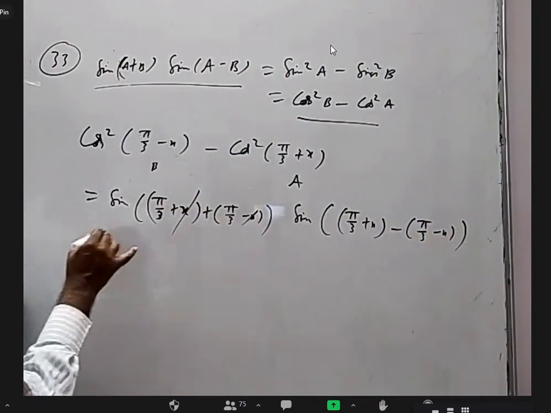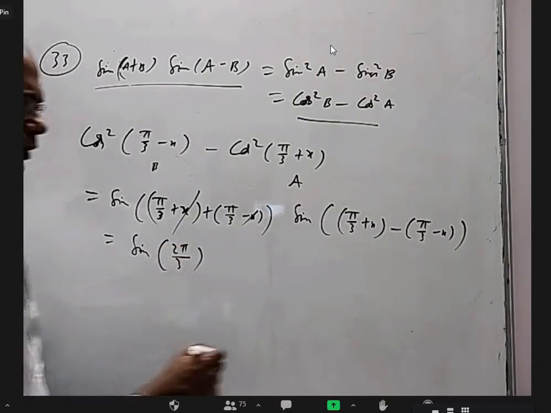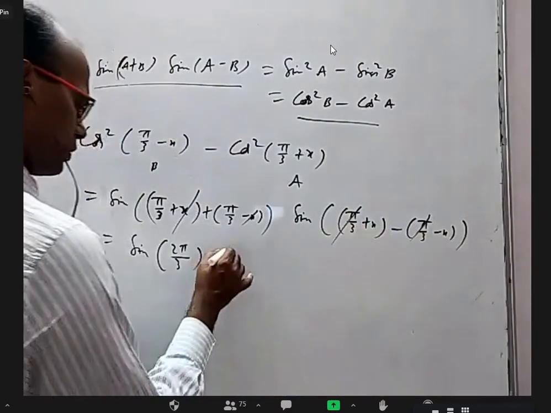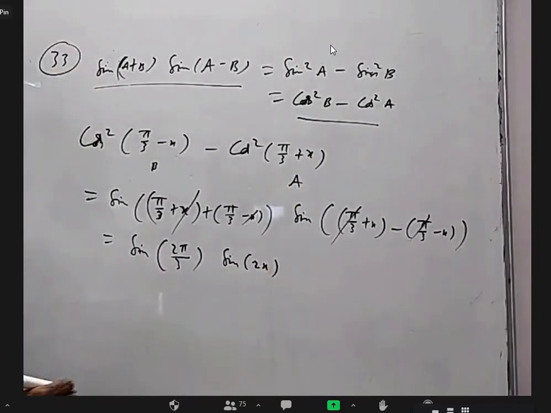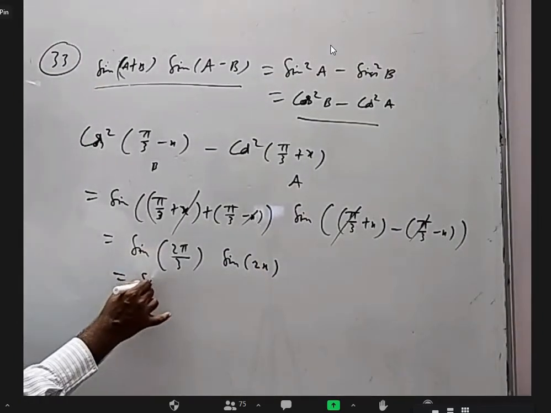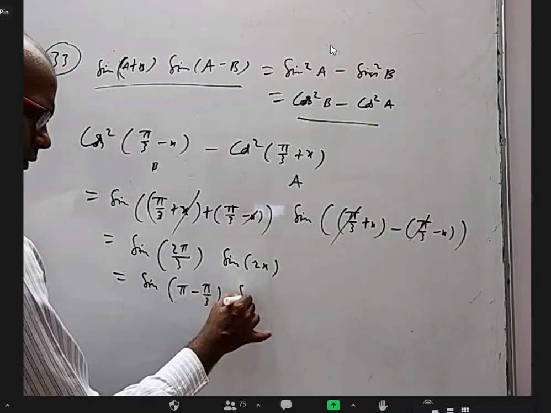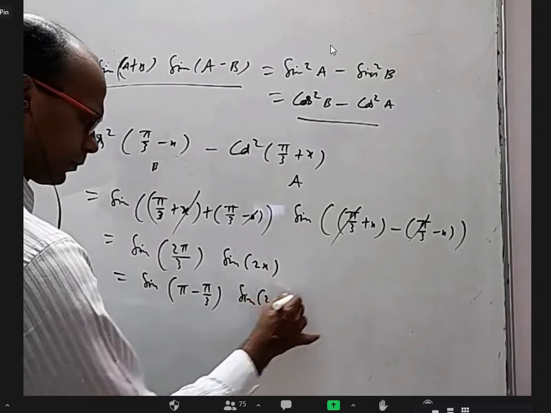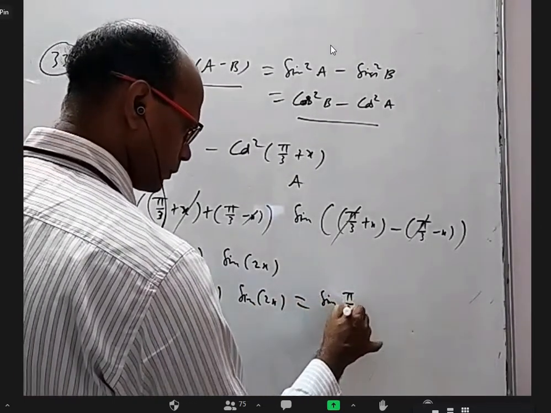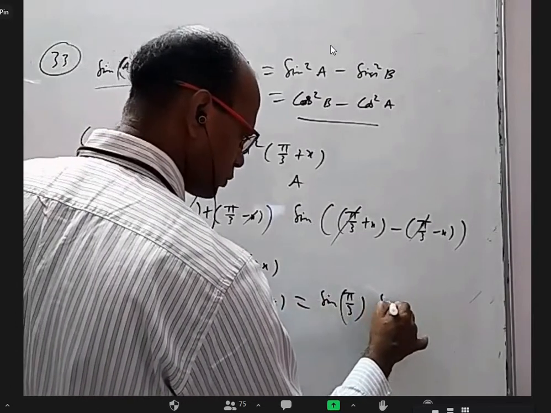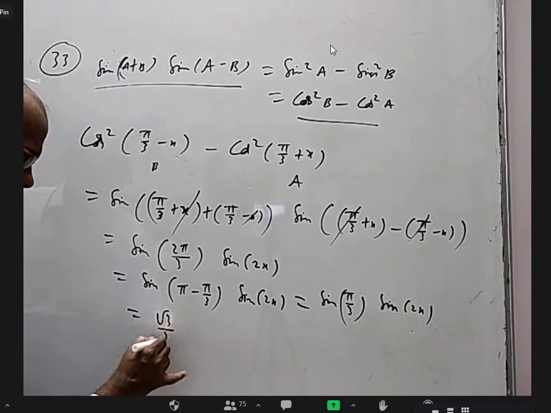Here x will cancel, I will get sin 2 pi by 3. Here pi by 3 will cancel, I will get sin 2x. This is sin 120 degrees, or you can write pi minus pi by 3. So this is sin pi by 3 into sin 2x. Sin 60 is root 3 by 2.